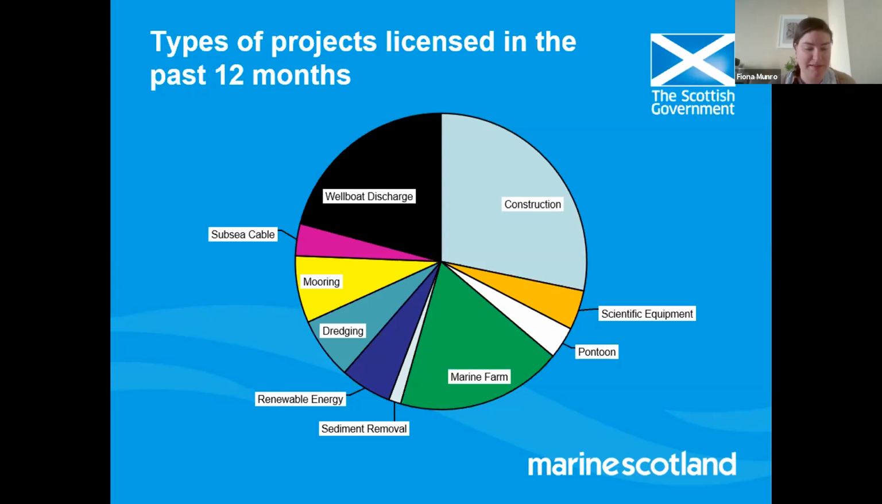We also license sediment sampling and scientific purpose type experiments and things like that. But there's not that many of those we actually license because a lot of those fall under exemptions. And then you can see there's quite a lot of wellboat discharge licensing. For those, we're only licensing the discharge of those chemicals. CIEEM covers the CAR license, the actual licensing of the amount of chemicals. So we're licensing the deposit of them into the ocean, basically.